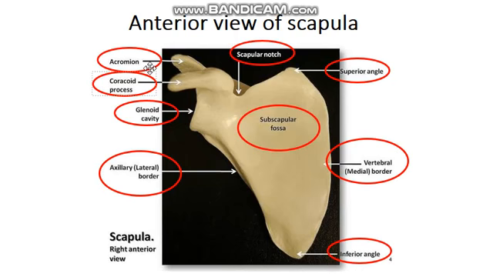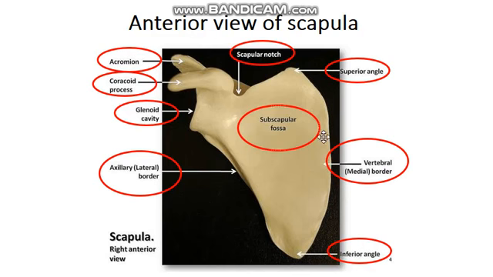And the anterior view of the scapula. This is the scapular notch, and this is the superior angle. This is the subscapular fossa, this is the vertebral or medial border, this is the inferior angle, this is the lateral border, this is the glenoid, this is the coracoid process, and this is the acromion process. You can remember it as ACG. First is the acromion, second is C, the coracoid process, and third is the glenoid cavity. So ACG will help you remember these three bony features. These are all the bony features of the scapula.